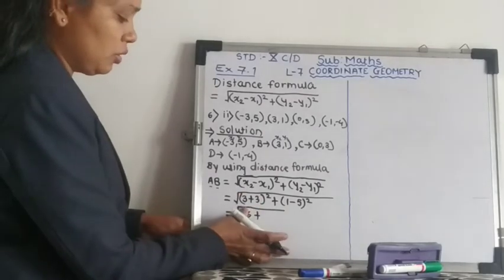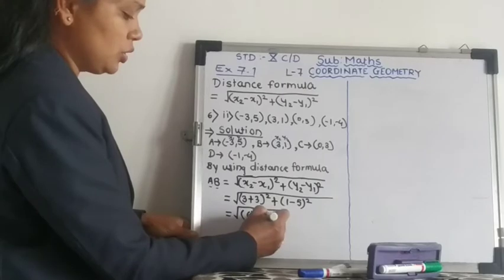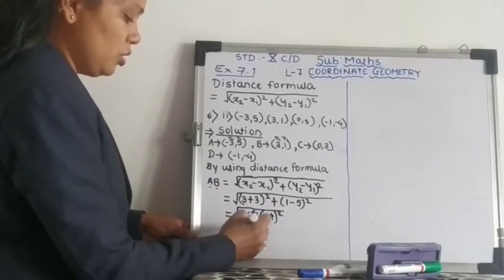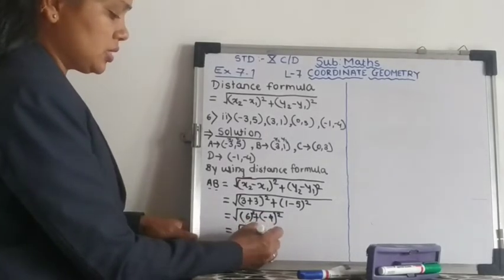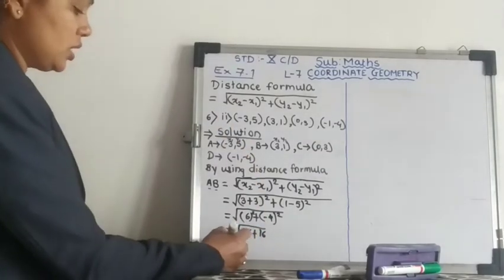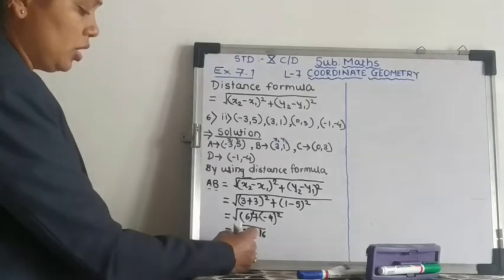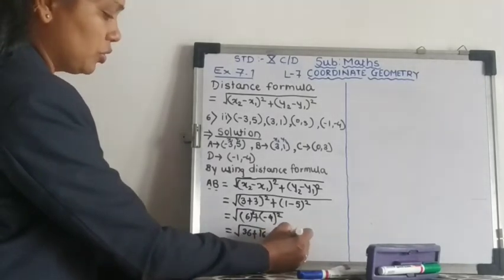Shall I write it down step by step? Every step I will write here; you also write it down. Minus 4 square. So we have 36 plus 16. 6 square is 36, 4 square is 16. So AB equals square root of 52.